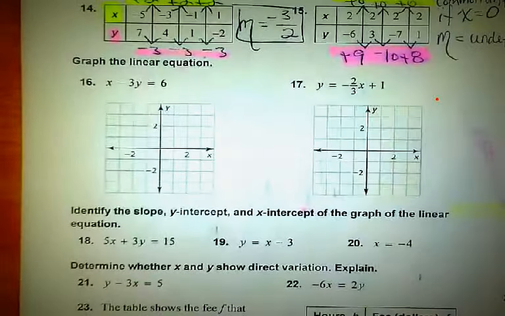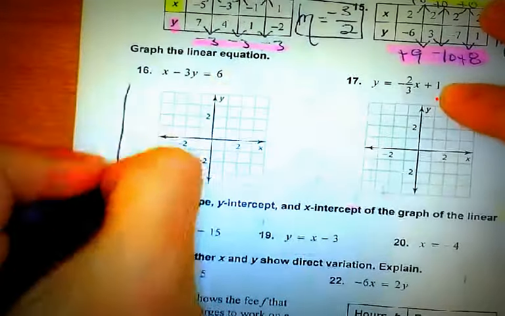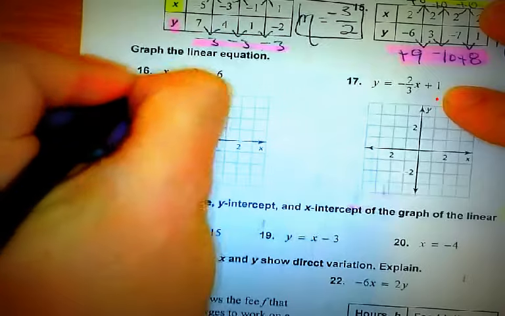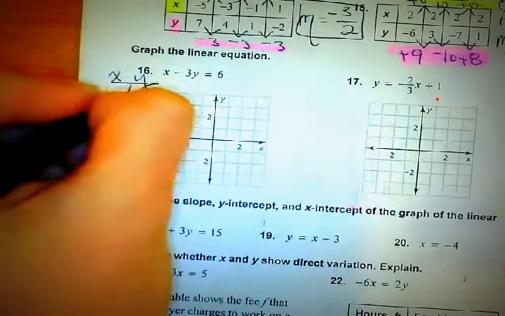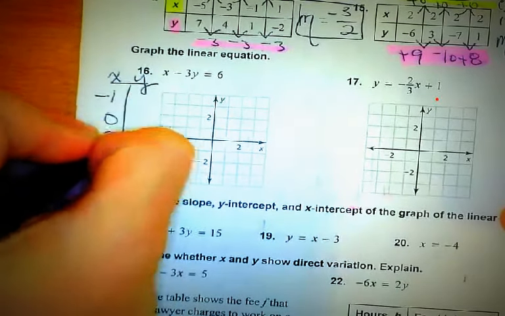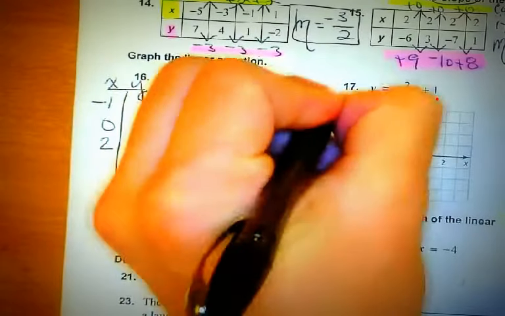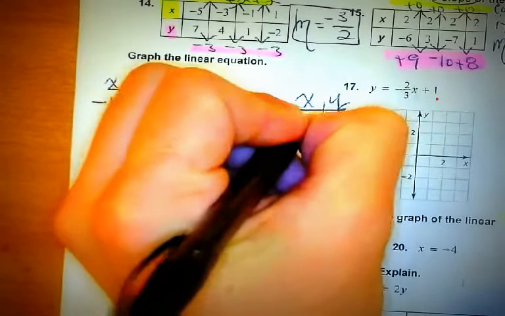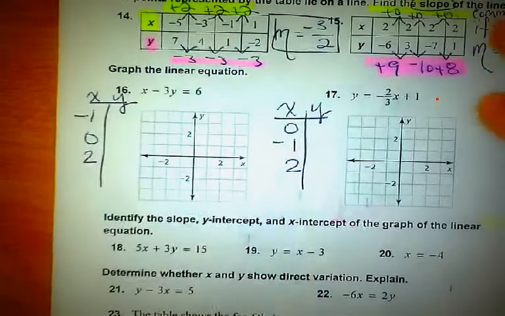Now we're going to graph the linear equation. These graphs happen when you make a table. And we're going to choose points that will fit on this graph. So I'm going to choose negative 1, 0, and 2. And over here I'm going to do the same thing. I'm going to have my x and my y. And I'm going to choose negative 1, 0, and 2. And get us some numbers here.